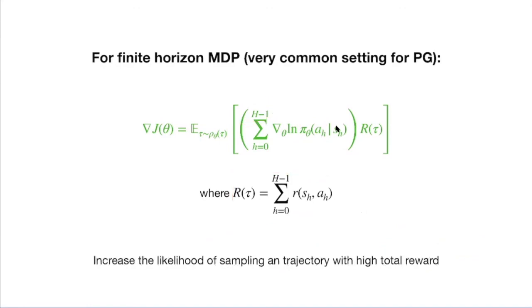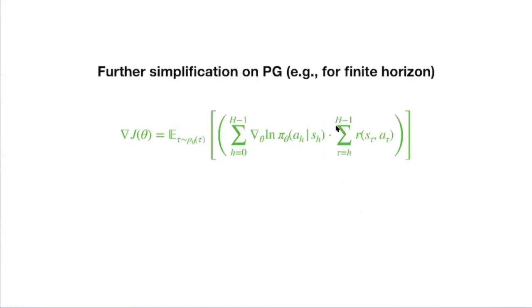The last thing I want to quickly mention is that you can simplify this formulation by writing this function R tau. You can write this formulation by just looking at the summation of the reward starting from time step h. Actually, I'm going to skip this. We're going to revisit this in the next lecture.